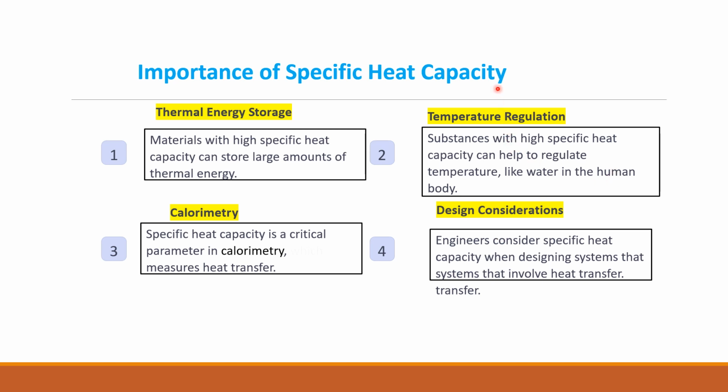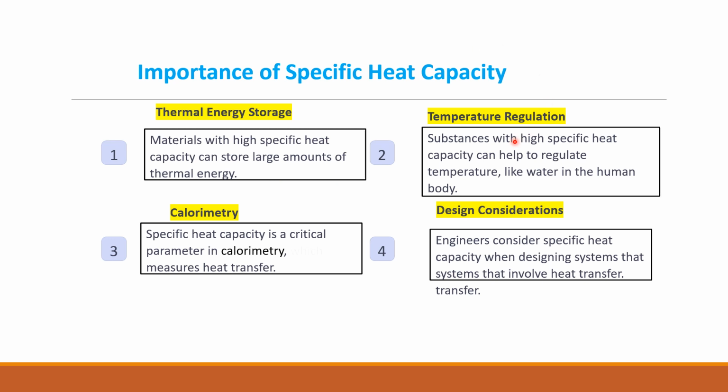Importance of specific heat capacity. So where are we using this specific heat capacity? One is thermal energy storage. Materials with high specific heat can store a large amount of thermal energy. I already told in this lecture, water has a high specific heat capacity, that is 4182. So it can store a large amount of energy. If specific heat is less, it can store only low thermal energy.